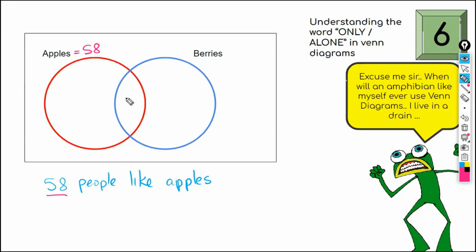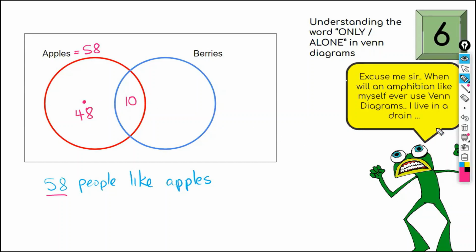So that means if over here is 10, I'm just saying if the middle is 10, how much is this portion here, the one with the dot? If the entire circle is 58 and they told you the middle section, the people who like apples and berries, is 10, how much is the dot? It will be 48, right? Because the whole thing is 58, you minus 10 to get the balance.